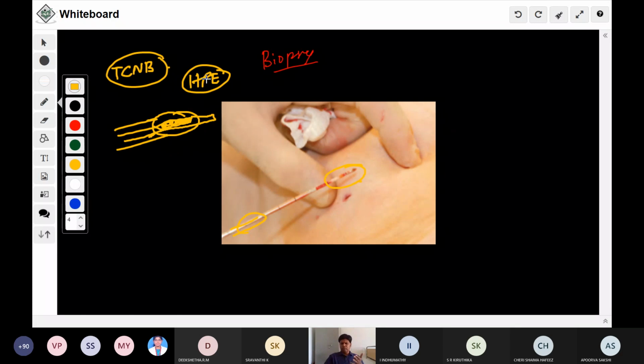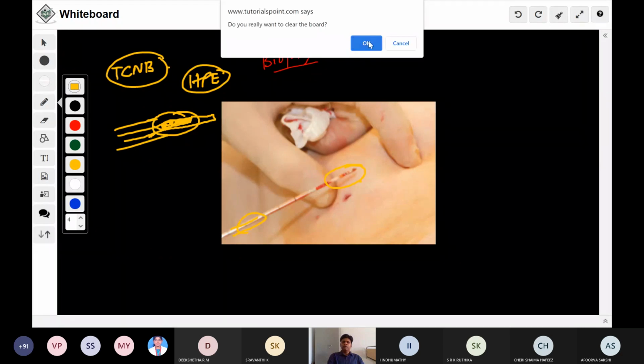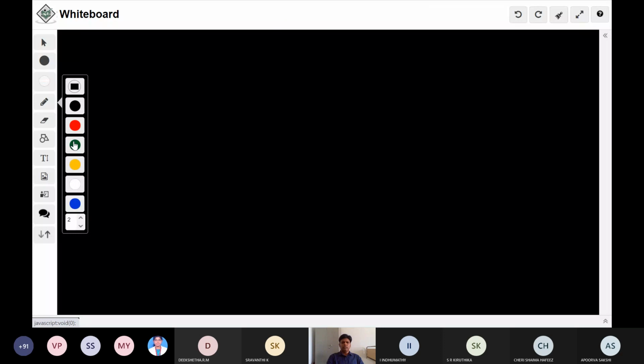If the true cut needle biopsy needle is not available, then what will you do? In that case you have to do the other two biopsies. What are they? Number one is incisional biopsy. Another one is excisional biopsy.